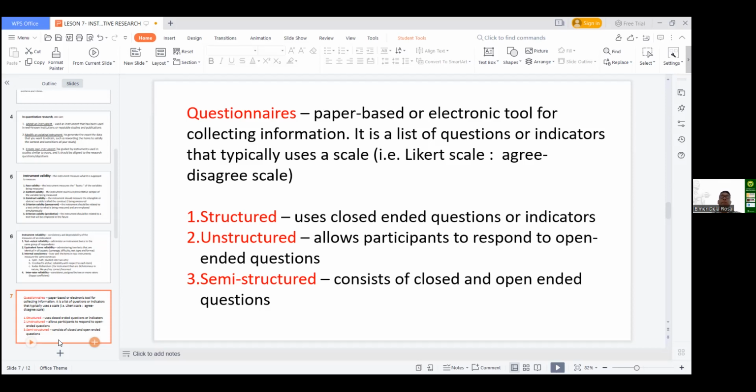Merong mga verbal responses na kailangan nila isulat. Semi is a combination of closed and open-ended questions. But of course, the use of questionnaires, whether structured, unstructured, or semi-structured, depends on what variables are you trying to measure. And again, these variables are based on the research questions that you have forwarded and the hypothesis that you're going to test. Okay.